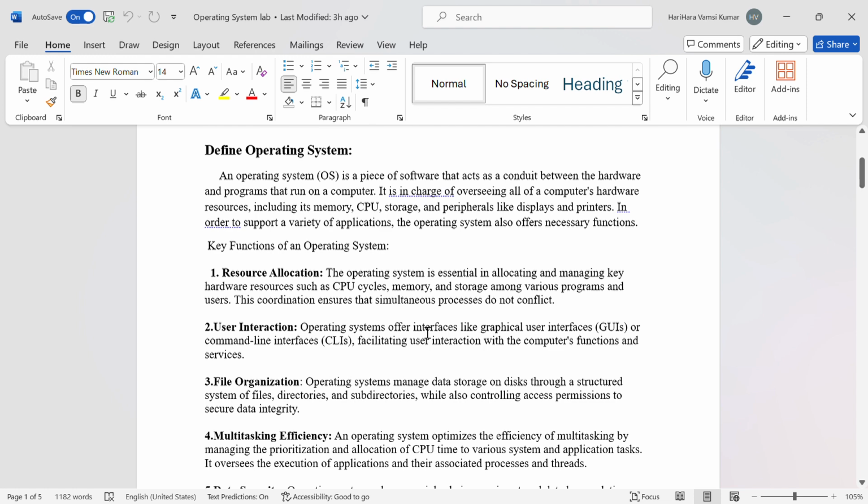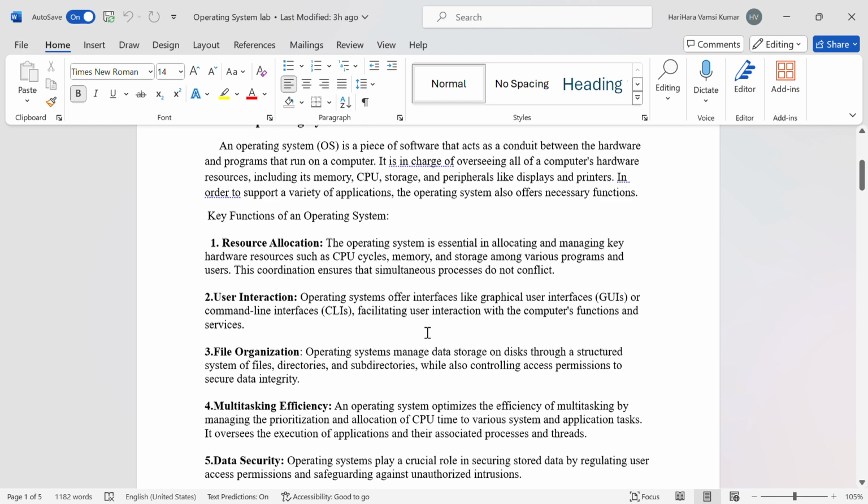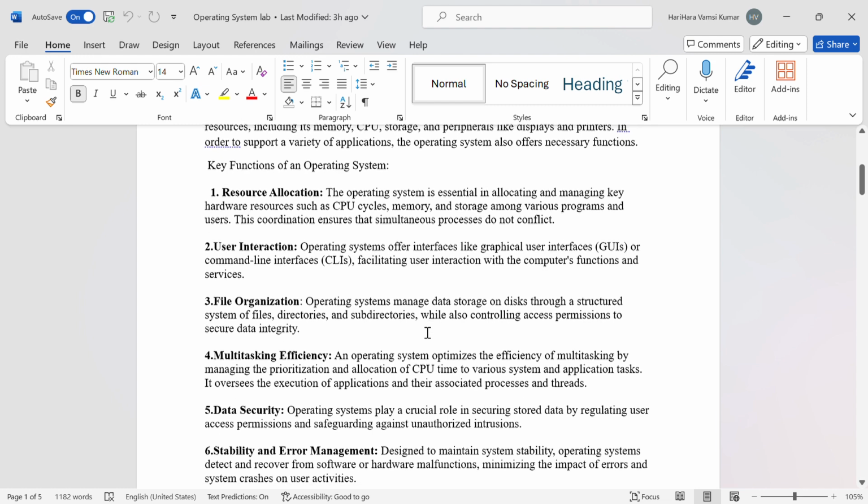Key functions of an operating system. First one, resource allocation. The operating system is essential in allocating and managing key hardware and software resources such as CPU cycles, memory, and storage among various programs and users. The coordination ensures that simultaneous processes do not conflict.